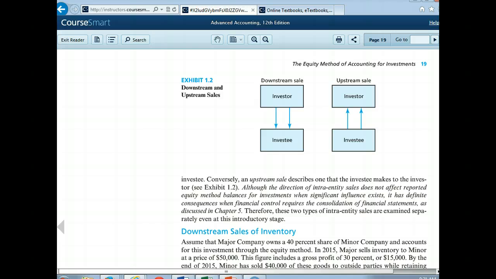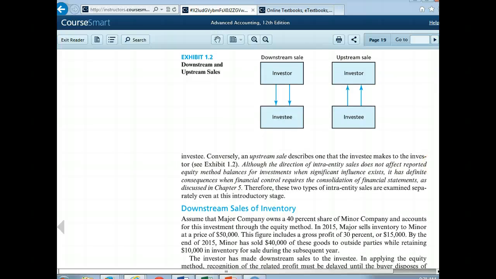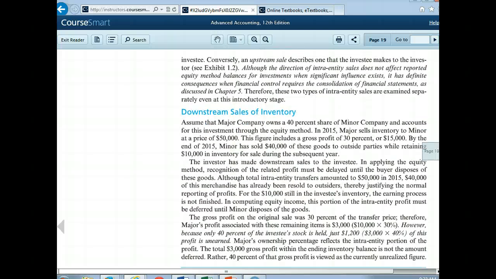Although the direction of the intra-entity sales does not affect reported equity method balances for investments when significant influence exists, it has definite consequences when financial control requires the consolidation of financial statements, and that gets discussed down the road. So, we're going to look at downstream sales and upstream sales. Assume that major company owns a 40% share of minor company and accounts for this investment through the equity method.